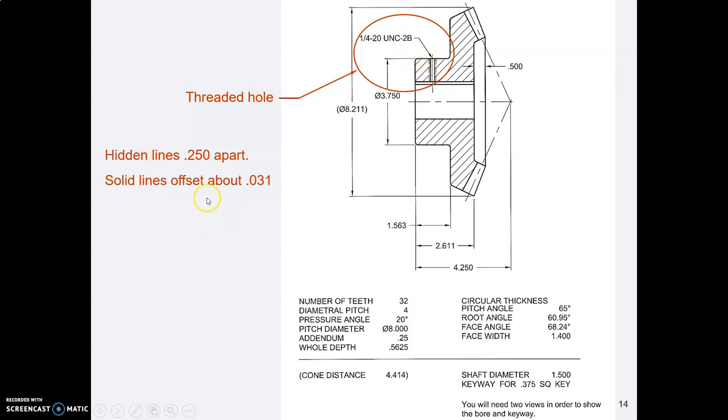It's a 1/4 inch hole, so make those hidden lines 1/4 inch apart, 1/8 inch on each side of the center line. Those hidden lines represent the threads. And then offset those center lines about 1/32 inch in from the threads. That is approximate. This is just a simplified representation of a threaded hole.